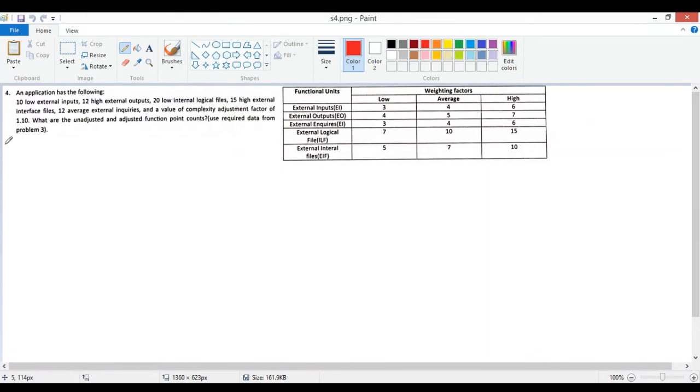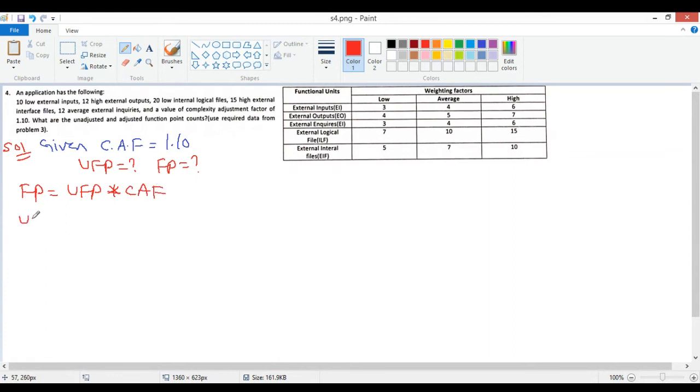The good news is he has given the value of the complexity adjustment factor as 1.10. What are the unadjusted function points and adjusted function point counts? Use the required data from problem 3. So I have just taken the same table from problem 3. The table may change; depending on the table, you have to calculate it. You have to find out the function point and also the unadjusted function point. He's asking us to find out UFP and also FP. So we know that FP is equal to UFP multiplied by CAF. CAF is already there. You have to find out UFP, unadjusted function point. Now in this case, you see he has given it in a different way.